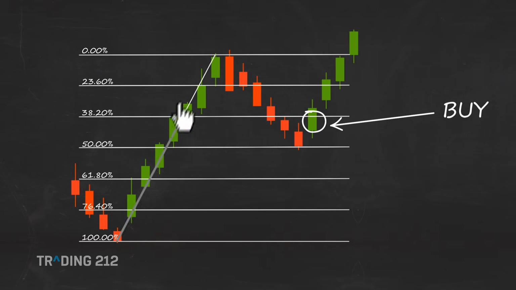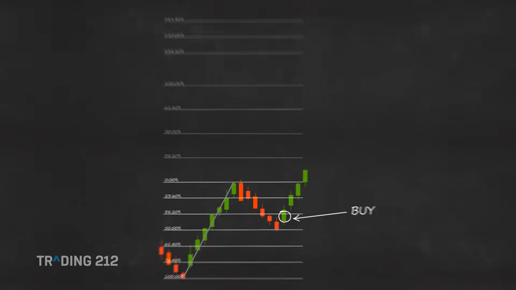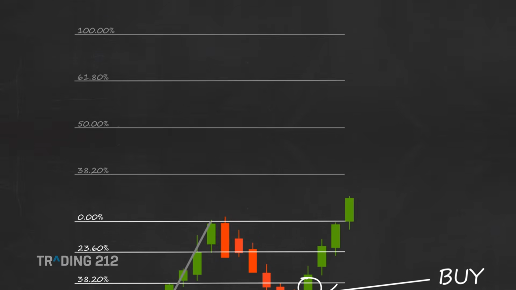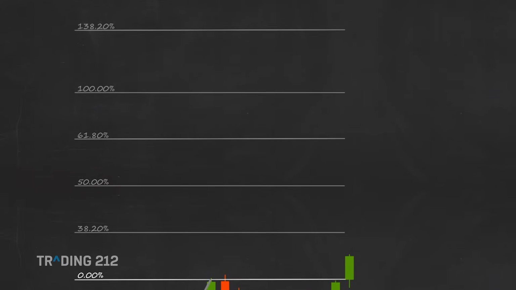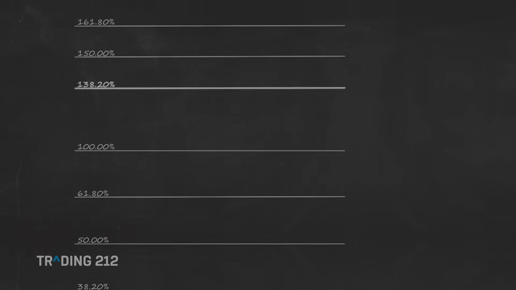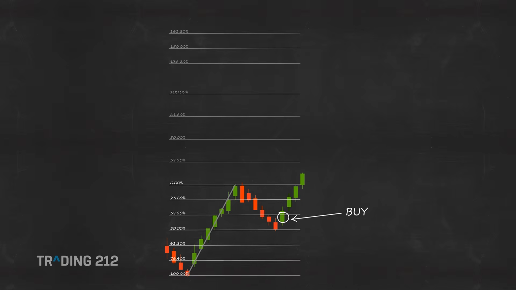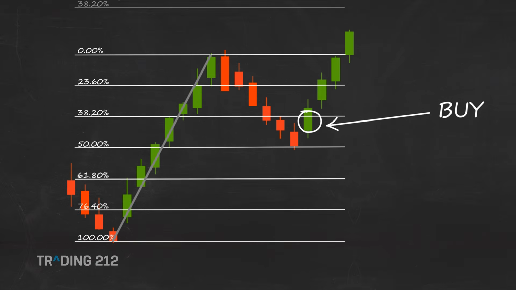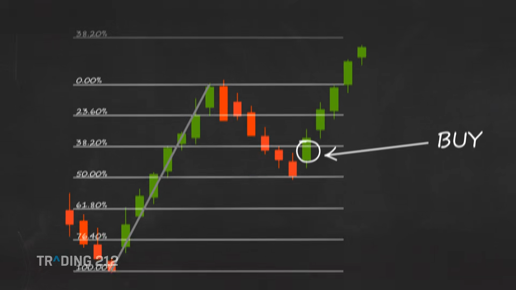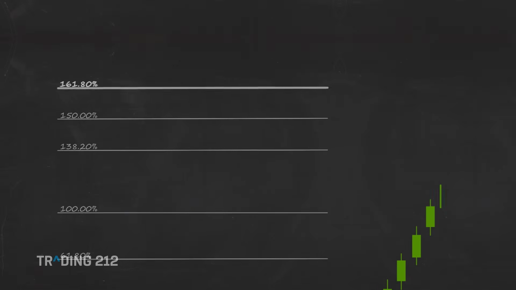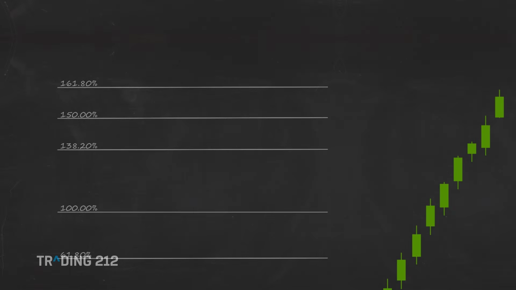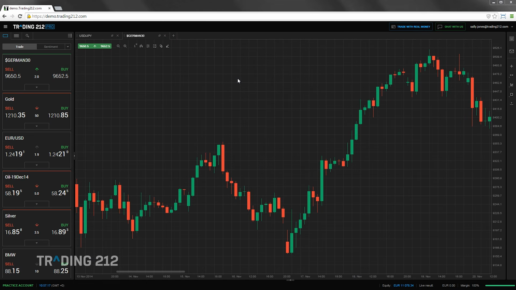Similar to the retracement levels, the key Fibonacci extension levels are 38.2%, 50%, 61.8%, as well as 100%, 138.2% and 161.8% extension levels. The Fibonacci extensions correspond to the retracement levels, making it all very simple. If you enter at 50 or 61.8%, a good take profit is the corresponding extension level at 161.8%.